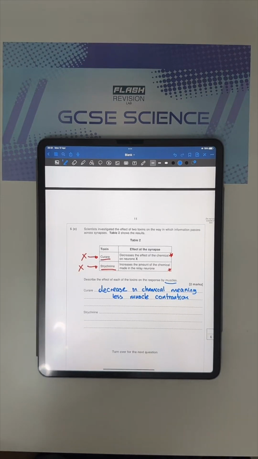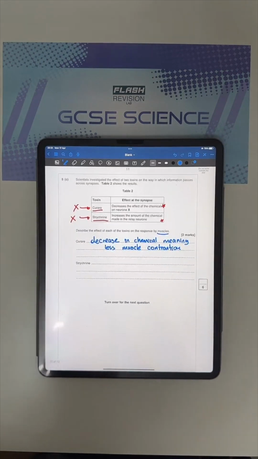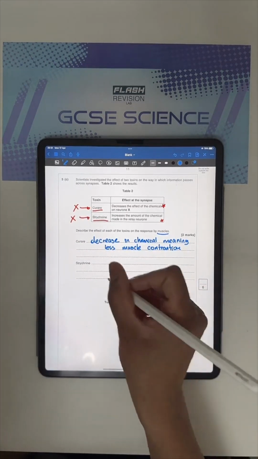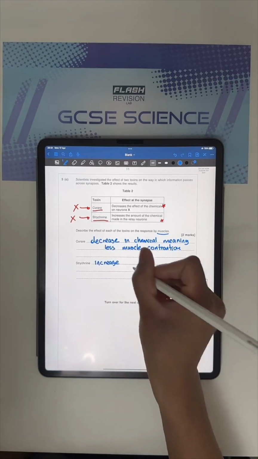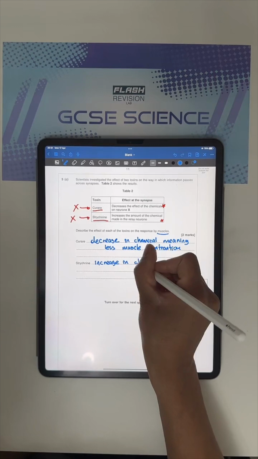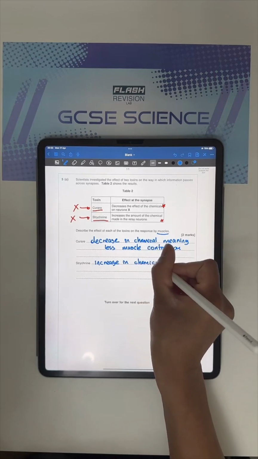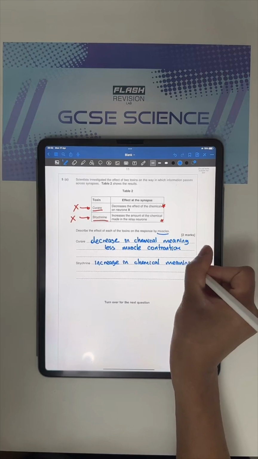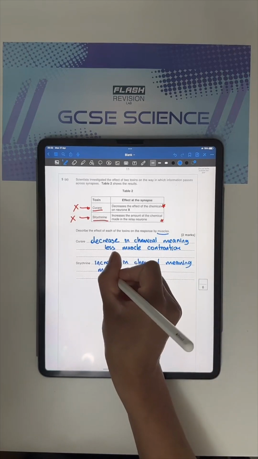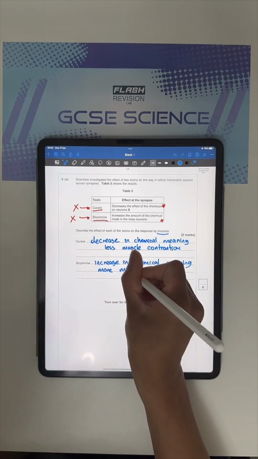Is this triple? No. This is double and it's AQA. So the opposite, increase in the amount of chemical, you literally just write the opposite. So you just say there's an increase in chemical meaning more muscle contraction.